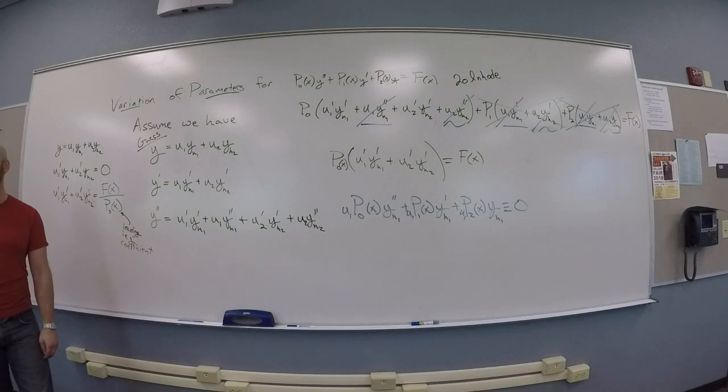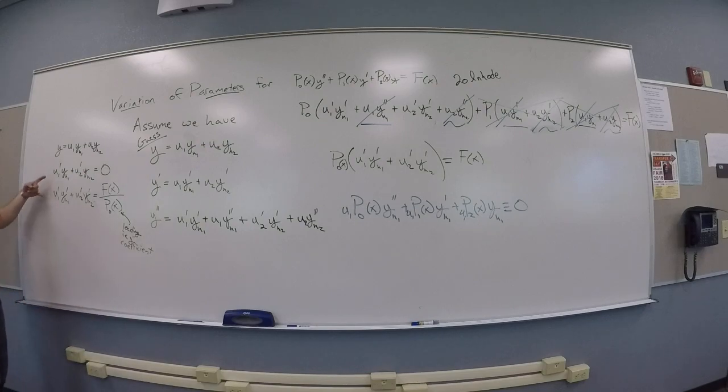Just like in variation of parameters in the first order case, you're gonna get an equation for u primes. You're gonna get a couple of equations here, right? That's what we have to use as our system of equations. Yeah, and this is gonna be a system of equations, and the book goes through a whole method to do that.